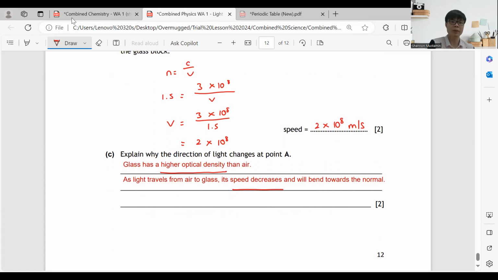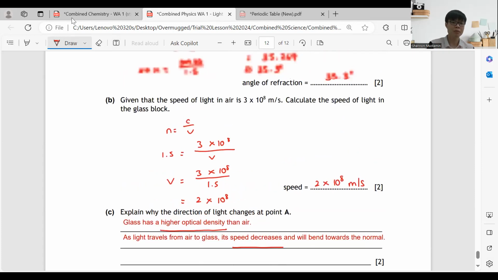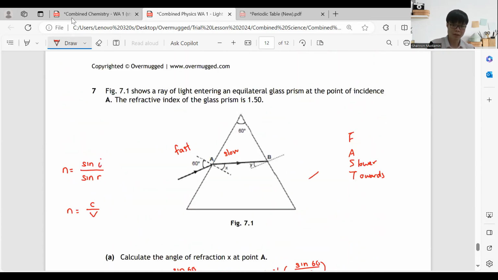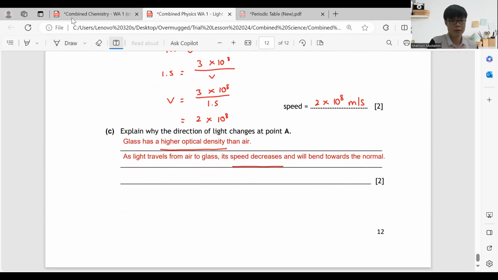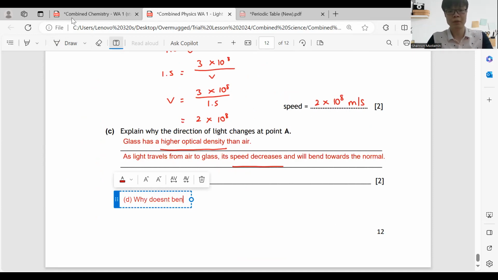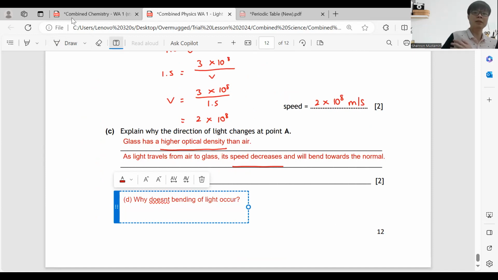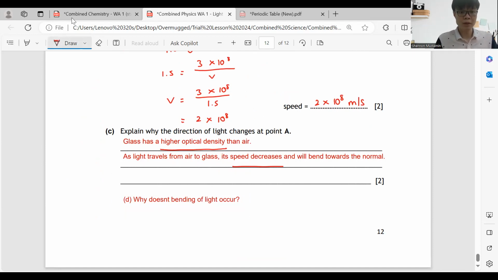Okay, I just top up one last one, then we are done. Another common question that they ask is, why doesn't any bending of light occur? If I do this, you have seen this kind of question before. Why doesn't any bending of light occur if I do this? There's a change in speed, but the reason is that, okay, so I need to write: since angle of incidence is zero, angle of refraction is zero. This is commonly one mark.